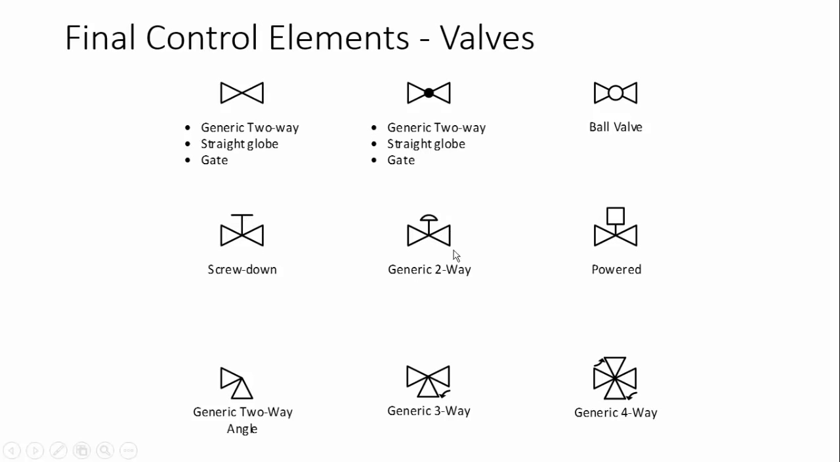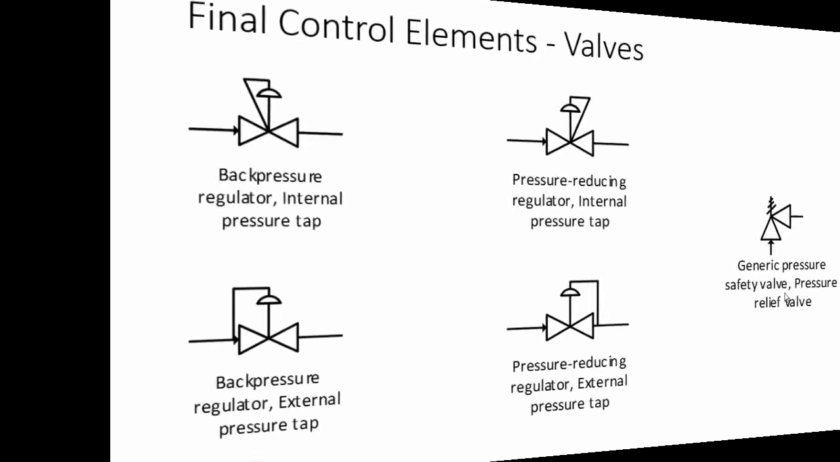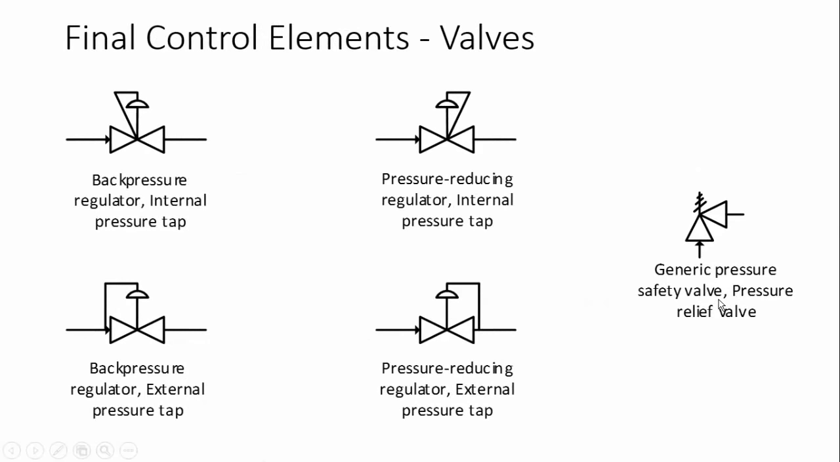Here's a generic two-way valve. And you can look at the various different symbols of these valves. There are a whole list of these valves in the ISA standard. Here are also valves that are pressure-reducing or pressure-regulating valves, where they have their own internal type feedback for monitoring pressure, or have pressure type reliefs on them. Sometimes this little symbol up here means that it's spring returned.